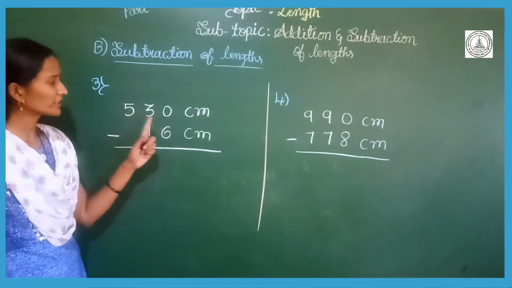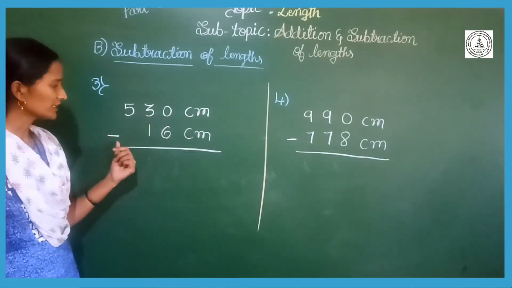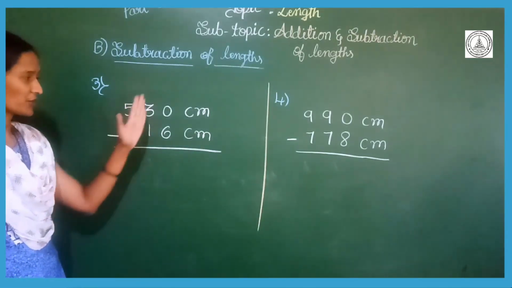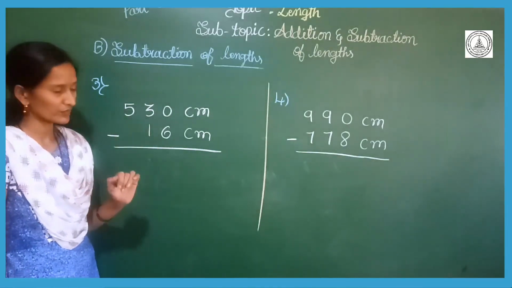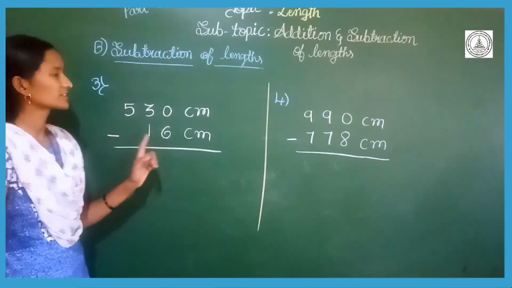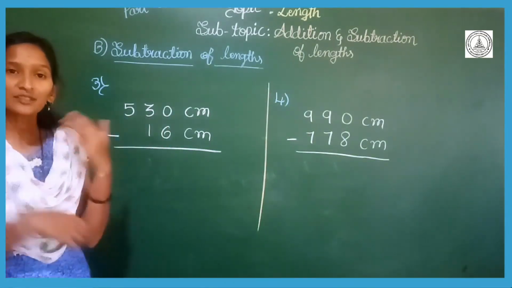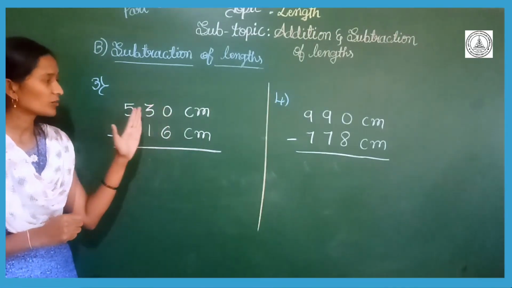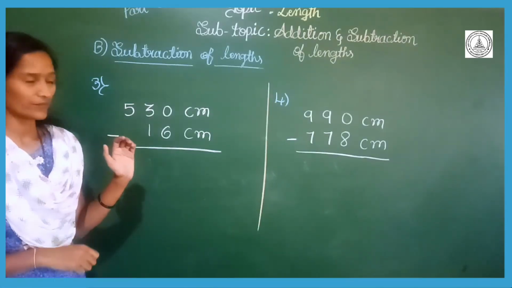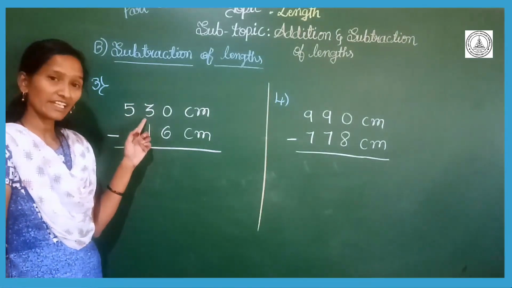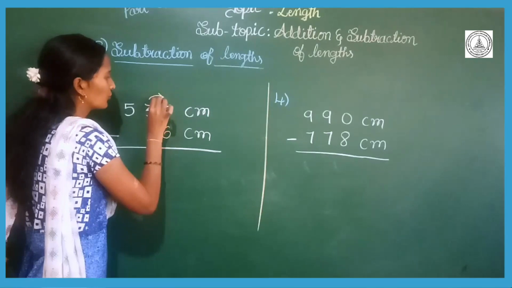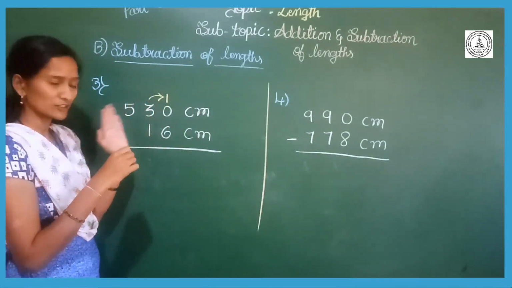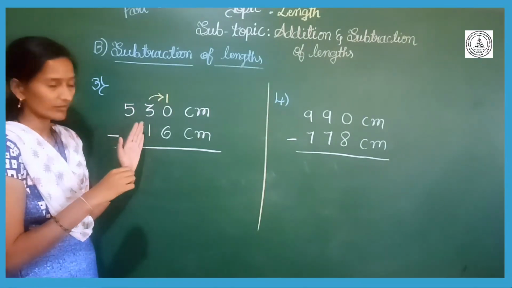It is 530 centimeter minus 60 centimeter, right? So first you have to solve the numbers in the ones column. 0 minus 6. Is it possible to subtract? No, right? So you can take a borrow from the tens column. Here are 3 tens. We are taking 1 ten as a borrow from the tens column.